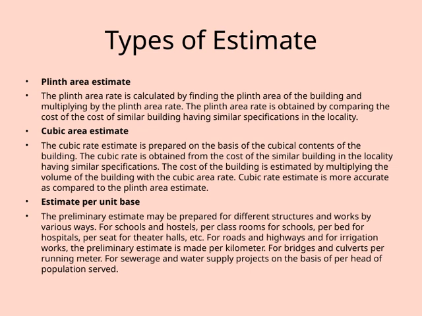Finally, there's the estimate per unit base. This approach is very flexible and is often used for preliminary planning across different types of projects. For example, for schools and hostels, we might estimate costs per classroom or per bed. For theaters, it could be per seat, and for roads or irrigation projects, per kilometer. Bridges and culverts are often estimated per running meter, and sewerage or water supply schemes are estimated per person served. This method helps provide a quick, yet reasonably accurate, estimate tailored to the specific nature of the project.